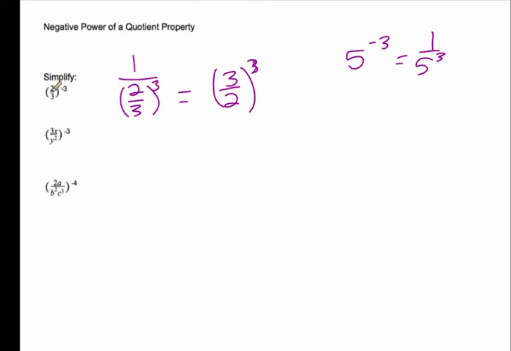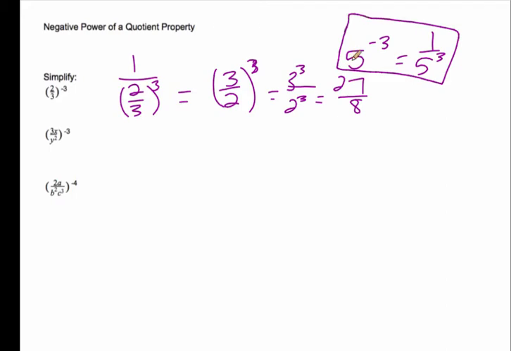So when I have something raised to a negative power that is a fraction, I need to flip it and then make the exponent positive. Okay, what is 3/2 to the third power? Well, it's 3 to the third over 2 to the third, which is 27 over 8. Okay, so let's write the rule. So the rule is if I have a over b to the negative n, that is equal to b over a to the n.